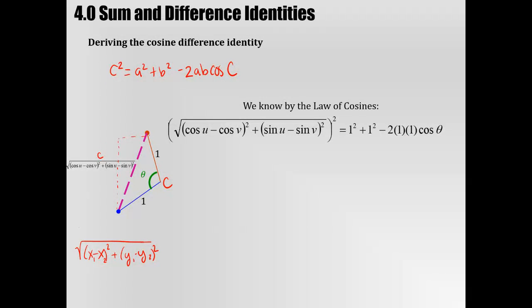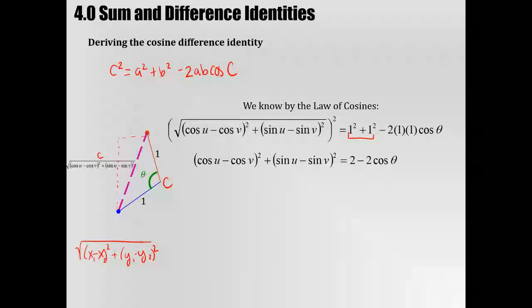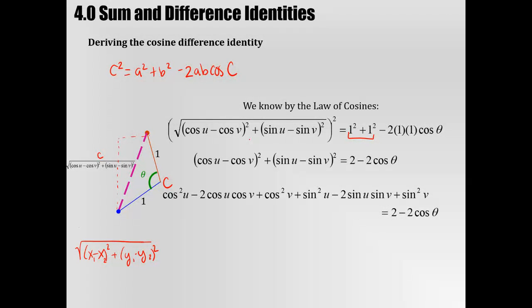And our goal is to solve for the cosine of theta. So when you square this, you get cosine minus cosine squared plus sine minus sine squared equals 2 minus 2 cosine theta. This is what happens when I multiply this out. Cosine squared minus 2 cosine, and you can see it's different angles that we're talking about here, so just be careful with that, equals 2 minus 2 cosine theta.